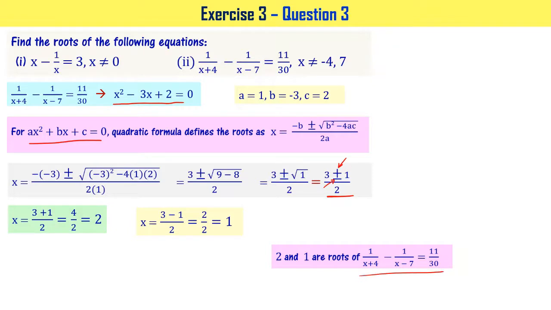1 by x plus 4 minus 1 by x minus 7 equal to 11 by 30, where x is not equal to minus 4 and 7. Got it?